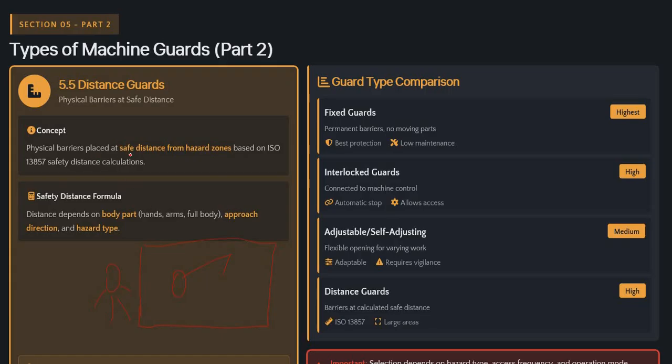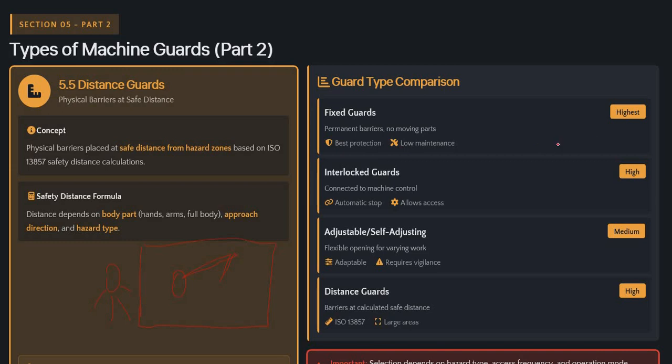So these are physical barriers placed at a safe distance from hazardous zones based on the ISO 13857 safety distance calculations. Safety distance calculation is nothing but the affected zone up to which the robot arm reaches. Up to this, it will affect the people in the vicinity, in that area. So the distance depends on body part, hands and arms, full body, approach direction, and hazard type. Whenever you calculate the distance, you should consider these things also.